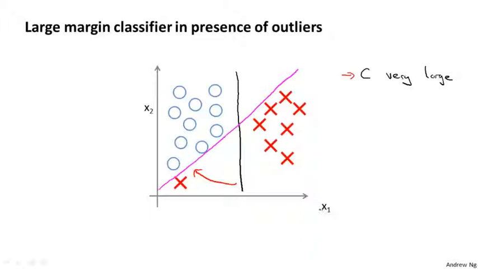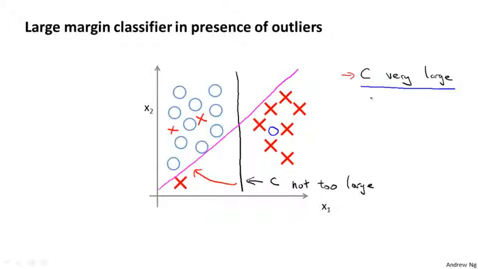But if C were reasonably small, or if you were to use C not too large, then you still end up with this black decision boundary. And of course, if the data were not linearly separable, so if you had some positive examples in here, or some negative examples in here, then the SVM will also do the right thing. And so this picture of a large margin classifier is really the picture that gives better intuition only for the case of when the regularization parameter C is very large.